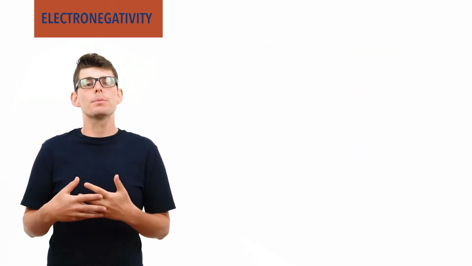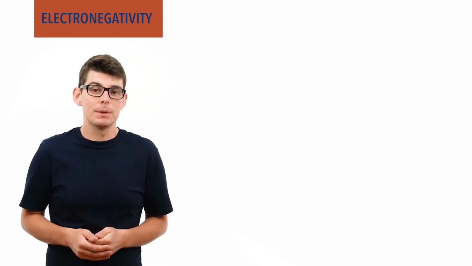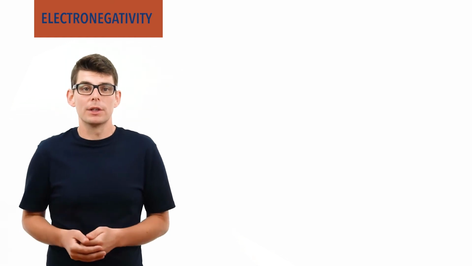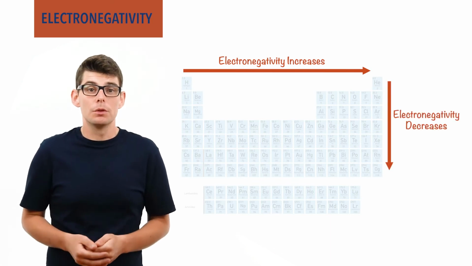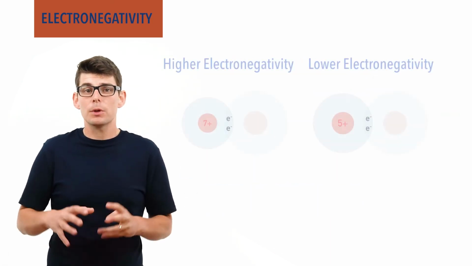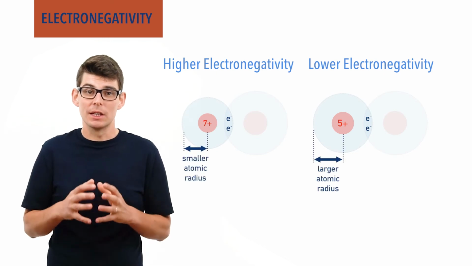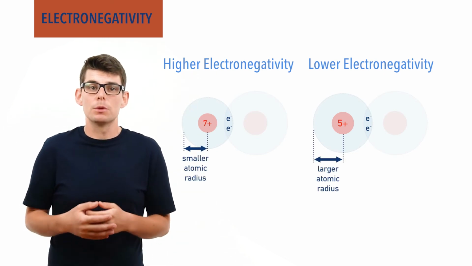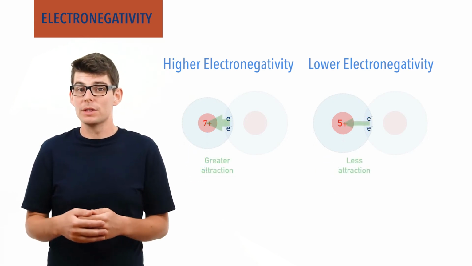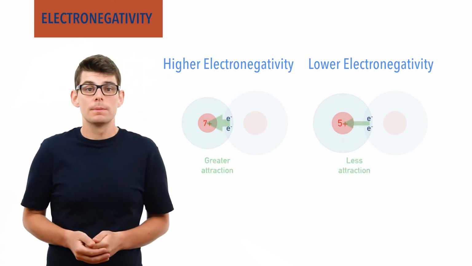It is possible to predict the electronegativity of an element based on its position in the periodic table. Electronegativity increases across a period and decreases down a group. This is because the smaller the atomic radius and the larger the positive charge of the nucleus, the easier it is for an atom to attract the negatively charged electrons in a bond towards themselves.